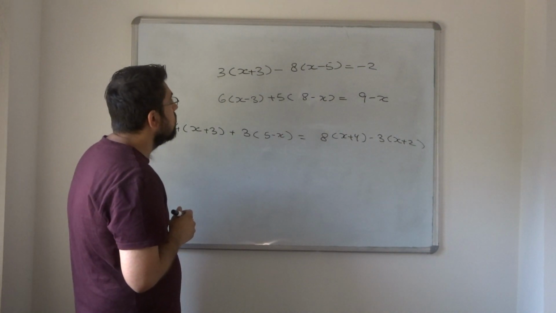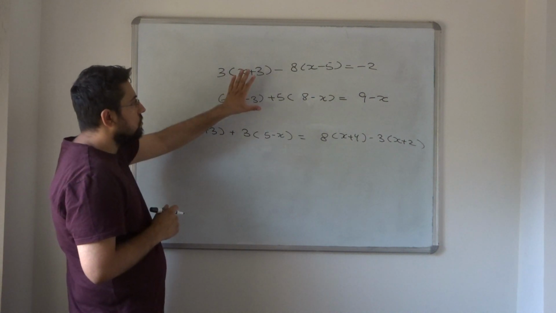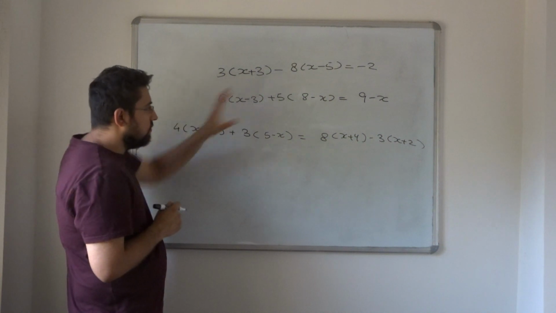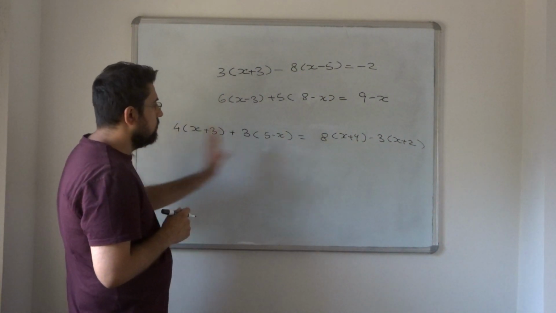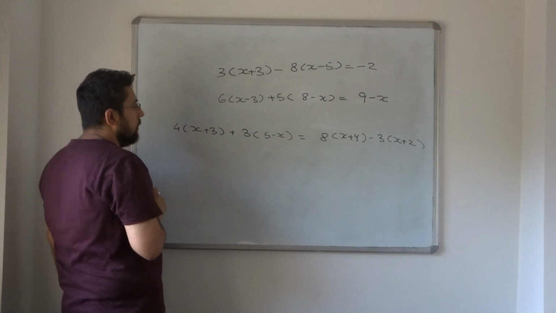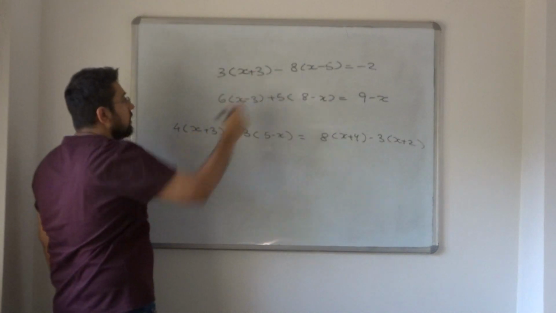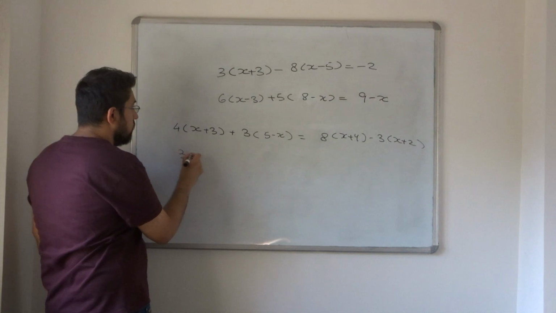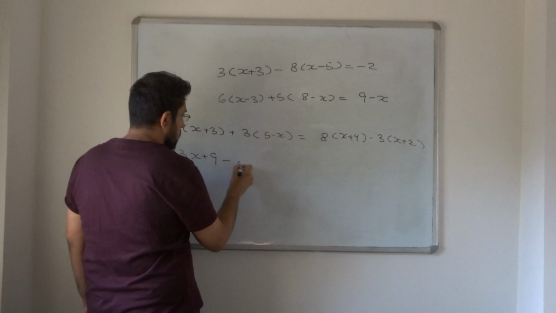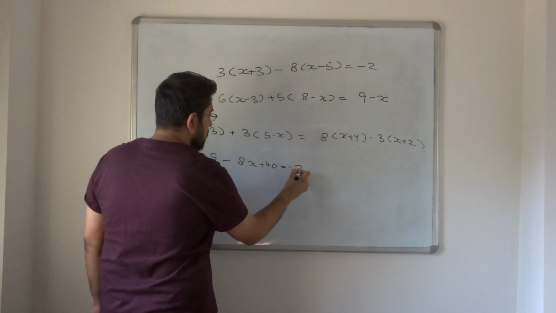Okay. So what I'm going to do is, I hope you have found the solution to these two, and after I solve these two, I hope you'll be able to work this one out. This is the last question. Let me start by solving the one on top. So you first have 3x plus 9, minus 8x plus 40 equals negative 2.